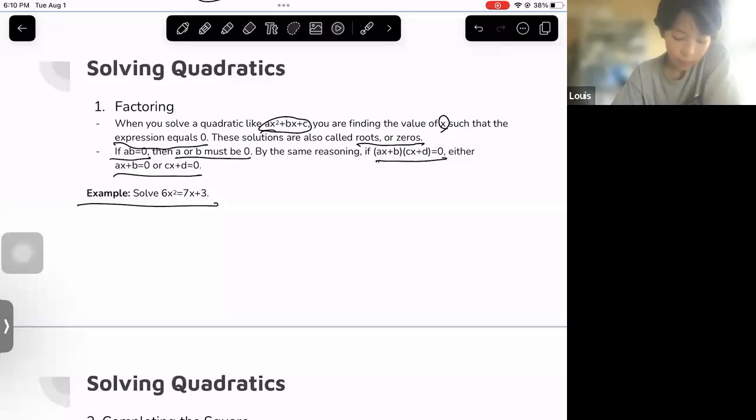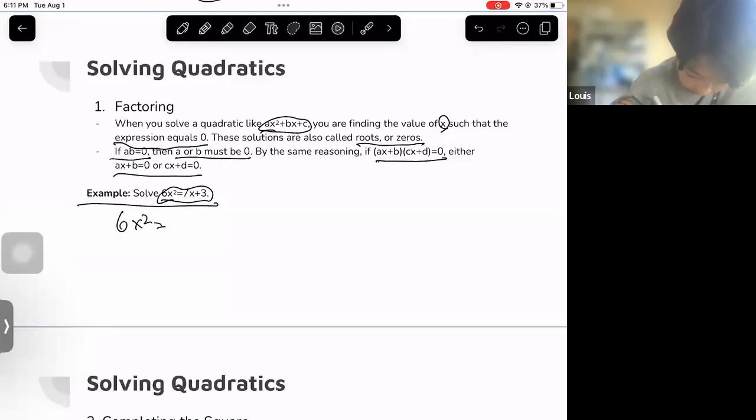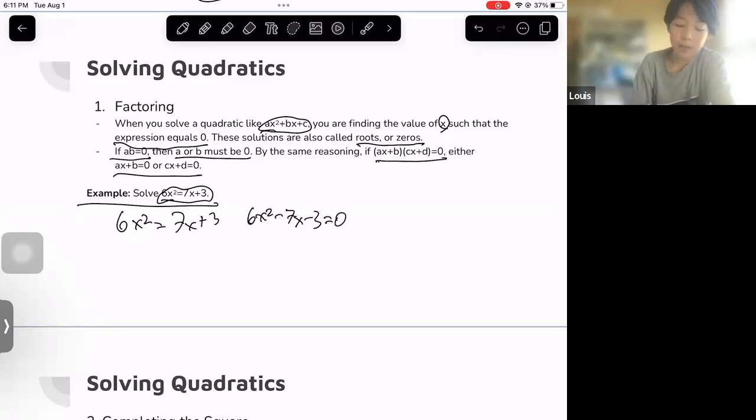Okay, so I'll go over this problem now. We're asked to solve the expression 6x squared equals 7x plus 3. We can solve this by noting that 6x squared equals 7x plus 3 can also be written as 6x squared minus 7x minus 3 equals 0. This expression is also in the form like this. So if we can just factor this expression right here, we can find the roots.